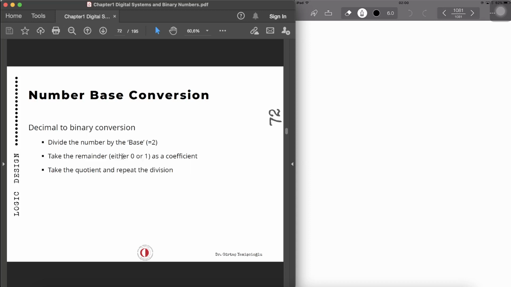So what do we do? If we have a decimal to binary conversion, that means we need to consider base 10 to base 2. Okay? So as we are using base 2, as I already said before, if you have a number over here, let's say a, you have to divide it by 2 until it reaches 0 and you cannot perform any other division anymore. Okay? So then you get the remainder, either 0 or 1 as a coefficient, and then we take the quotient and we repeat the division. Okay? I can show you an example of that in a minute. Now, this is one way of doing this.